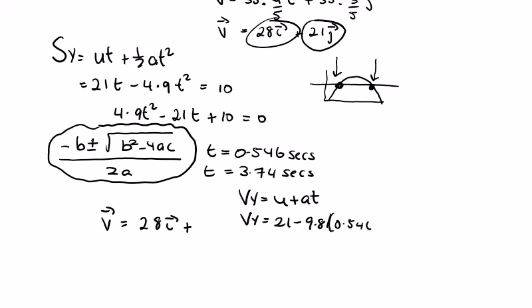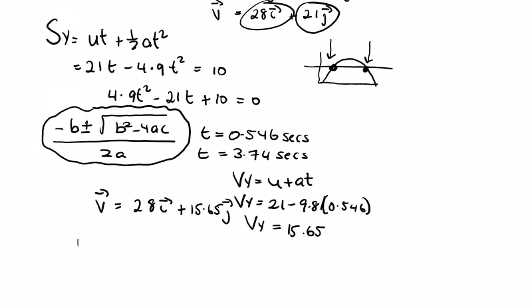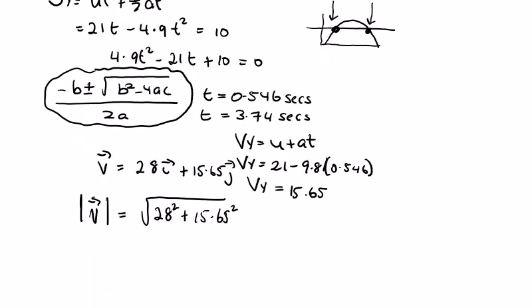3.746, and typing that into a calculator, we're going to get the velocity in y at 10 meters as 15.65, so 15.65 in the j direction. So the magnitude, we're asked for the speed, the magnitude of this velocity is going to be the square root of 28 squared plus 15.65 squared, and they ask for 2 decimal places. So again, just calculator use. The magnitude of the velocity is going to give me 32.08 meters per second.